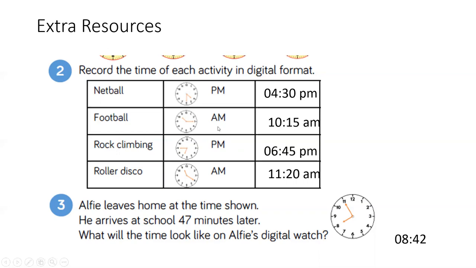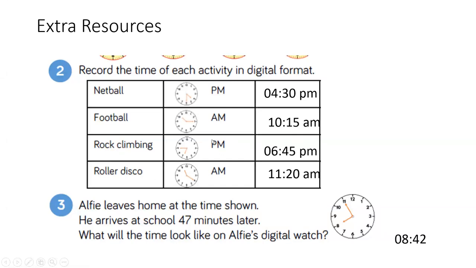Right, football is in the morning and it is this many minutes past this hour. And you can see it's traveling from 10 to 11, but we're still on the past side of the clock. So it's 3 times 5, 15 minutes past 10. So digitally, I'd write that as 10:15 AM. And if you were doing 24-hour, you'd just write 10:15 because you'd know that would be in the morning.